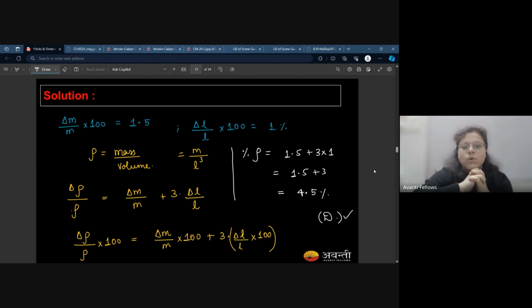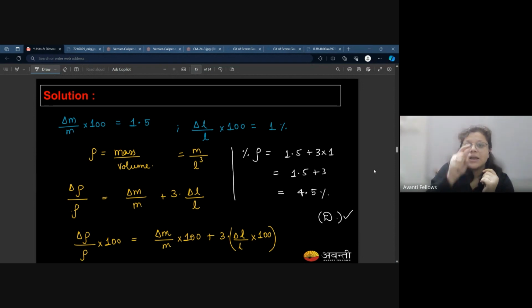Okay, so I know the volume of the cube is length raised to the power 3, so I just put it here. Now write it down in the form of that expression which I just told you. The delta rho by rho is equal to delta m by m plus 3 times delta L by L.